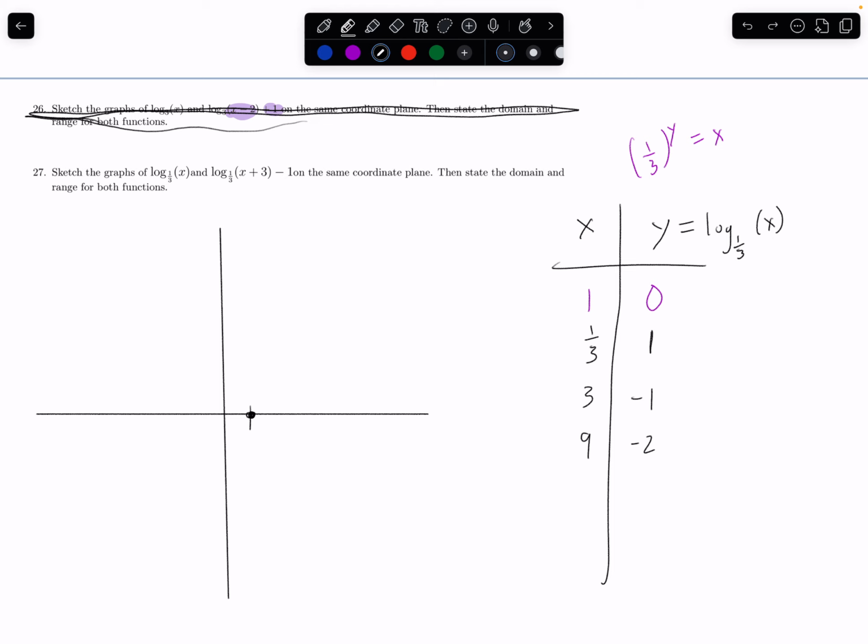Okay, so I got a nice display of points. Let's plot them. 1, 0, I plotted already. And then 1/3, 1 would be about here. What about 3, negative 1? That's 1, 2, 3, negative 1, right here. And then 9, negative 2: 1, 2, 3, 4, 5, 6, 7, 8, 9. There you go. Negative 2 over here.